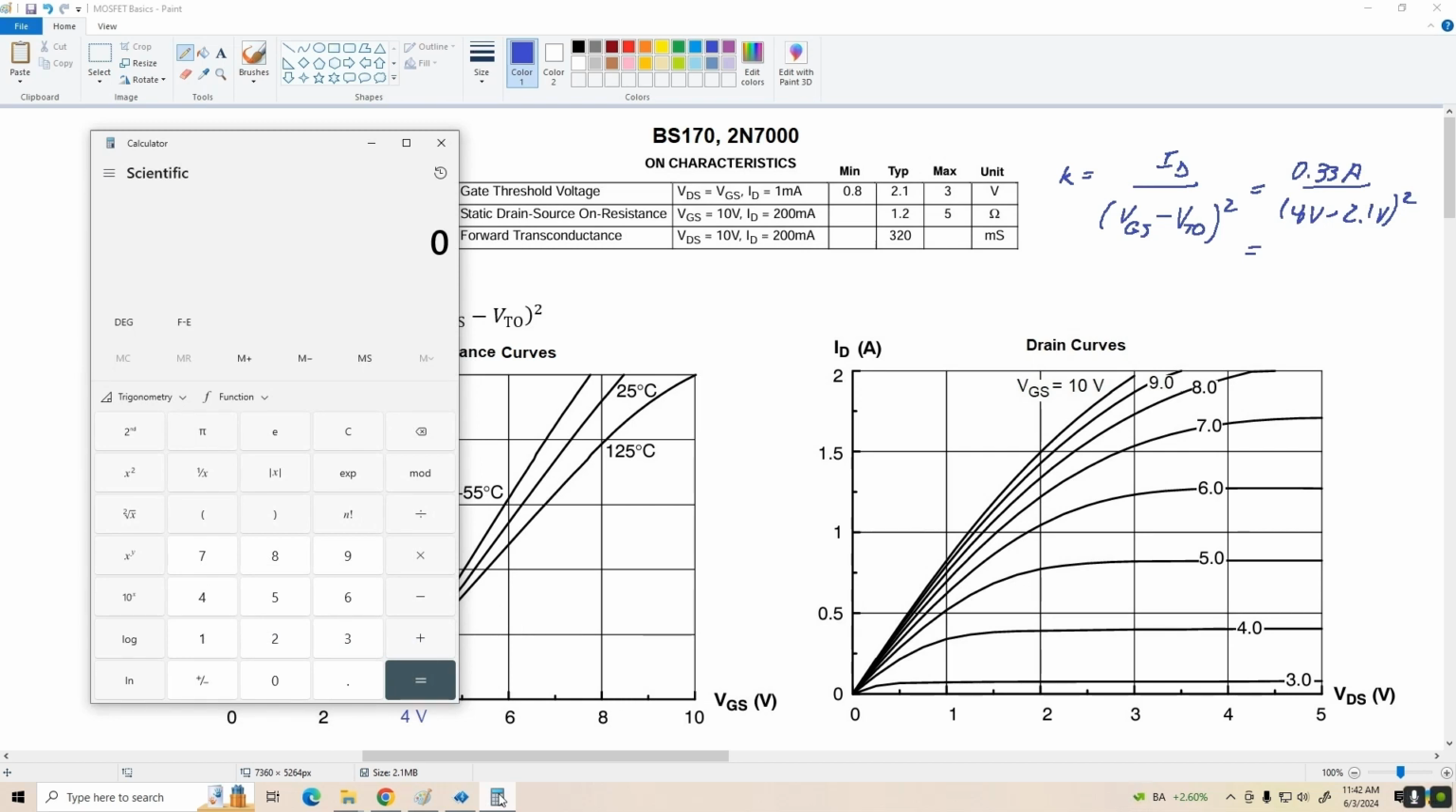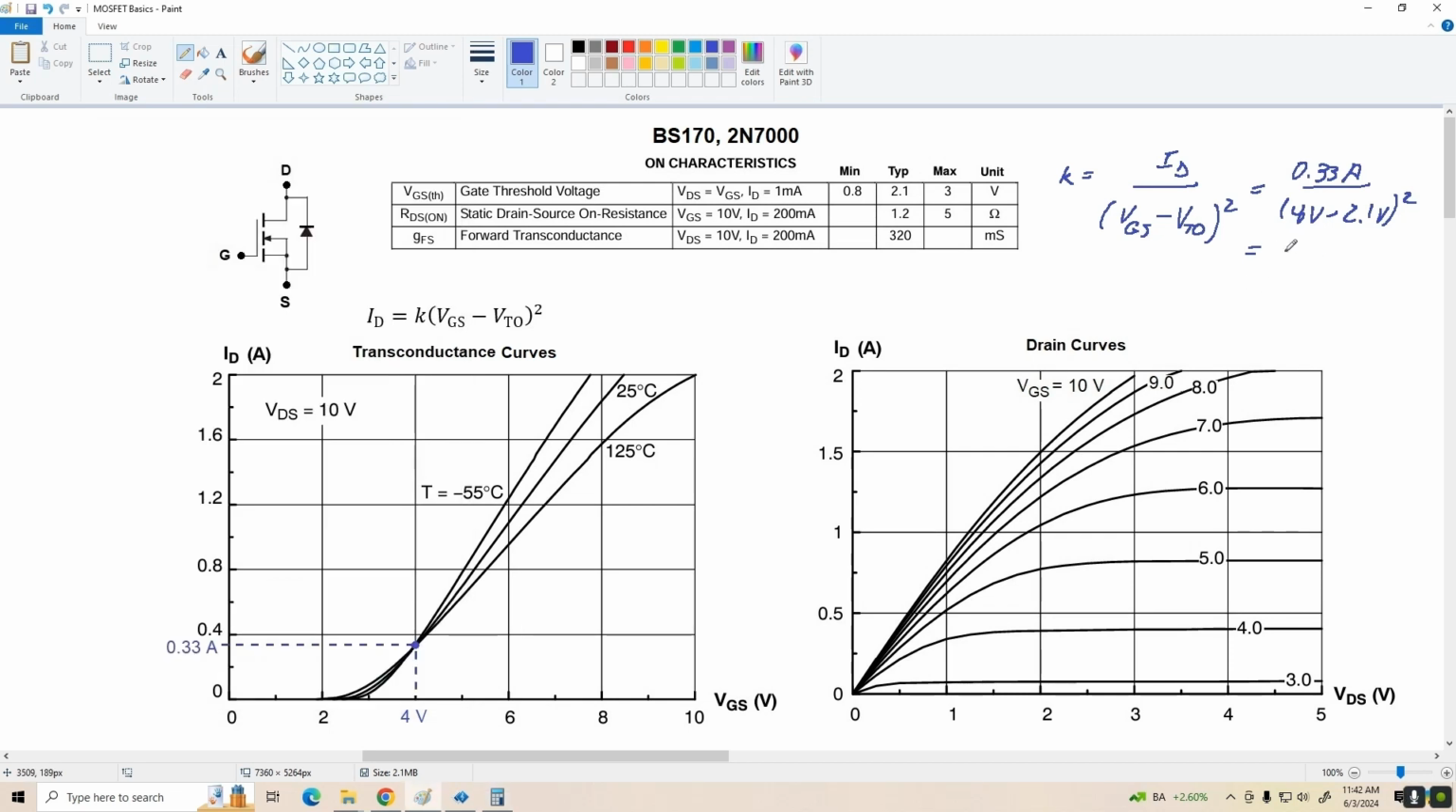All right, so we've got 0.33 divided by (4 minus 2.1) squared, which equals about 0.091. I'm going to round that to 0.1. Okay, so we've got a K value of about 0.1 amps per volt squared. We're going to use that in all of our future analysis.